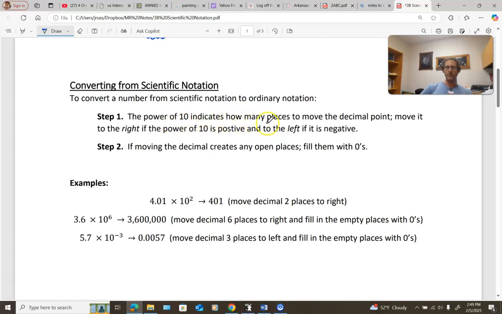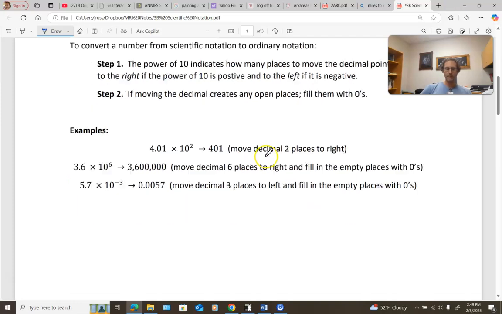And then you would move it to the left if the exponent is negative. Okay, so this power of 10, negative 3, that means you'd want to make 5.7 smaller. So to make it smaller, you move it to the left 3 places, and it would become 0.0057. Okay, so you're really just going in reverse.